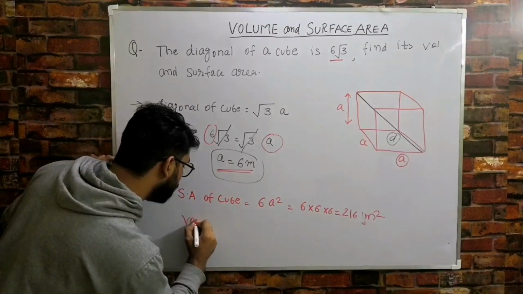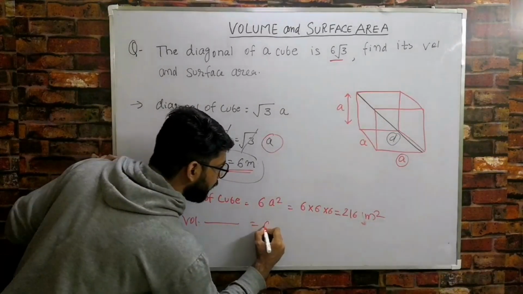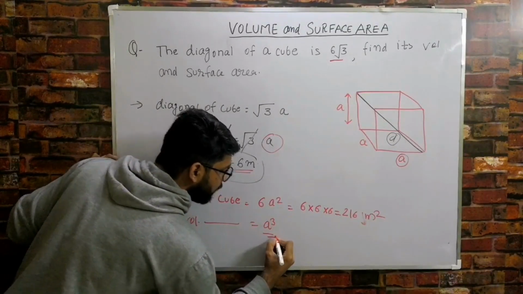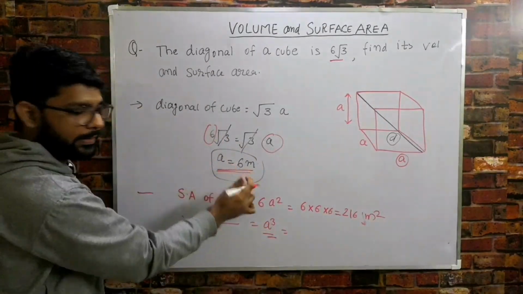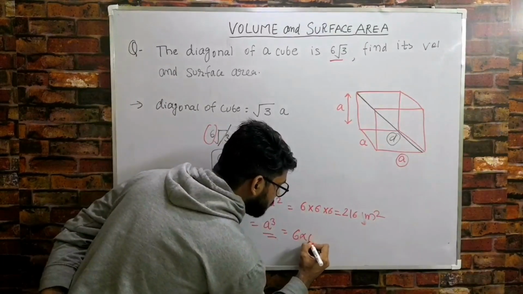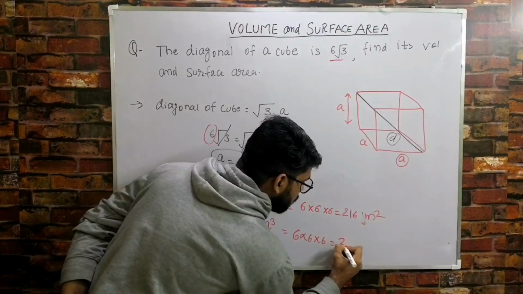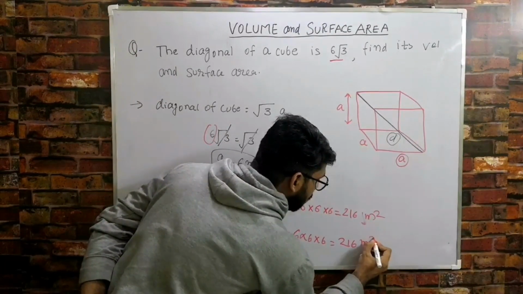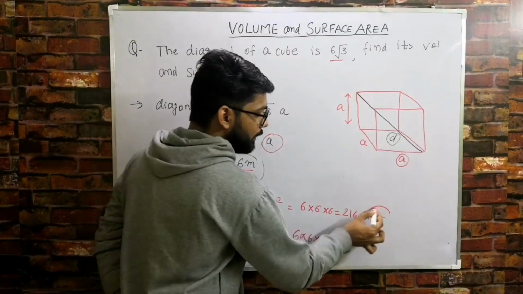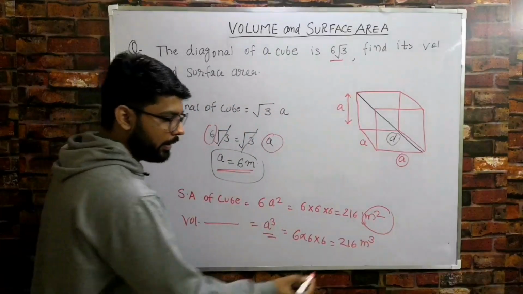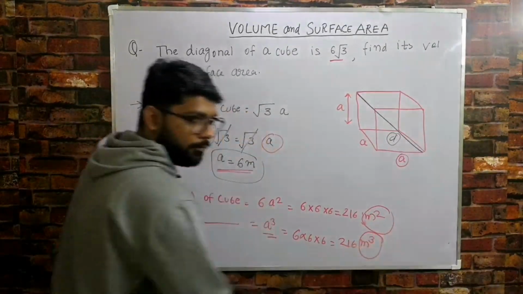Now we have to find out the volume of the cube. We know the volume of the cube is equal to a cube. हमें पता है volume का formula a cube होता है. So we can write a की value हमारे पास 6 meter है. So we can write 6 into 6 into 6, means 216 meter cube. So value will be same, but आपको यहाँ पे याद रखना है, surface area की unit मीटर स्क्वायर में है और volume की unit मीटर क्यूब में है.